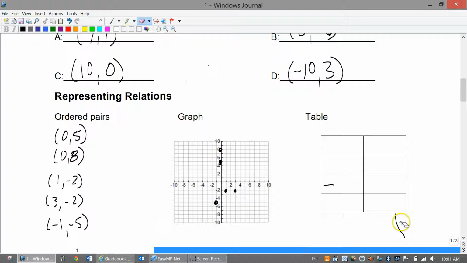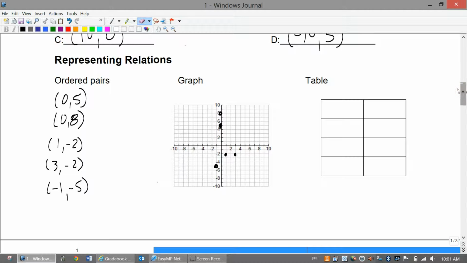That right there is a visual way to represent the same relation in math. We can also represent it by an XY table, where we just make a T-chart and we start dropping in the ordered pairs from left to right. The thing that's important to know about a table is the X values have to be in numerical order.